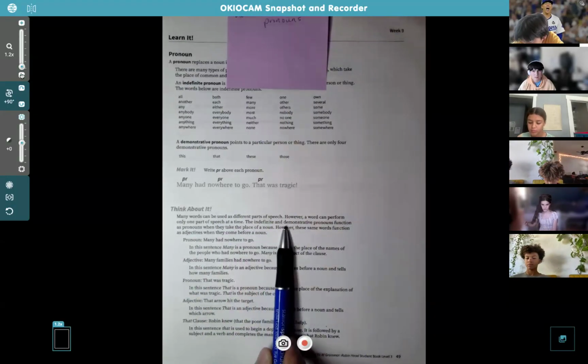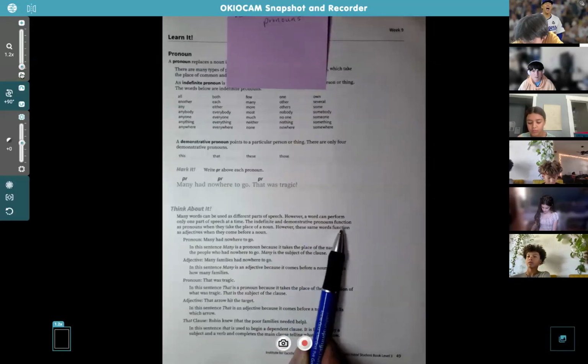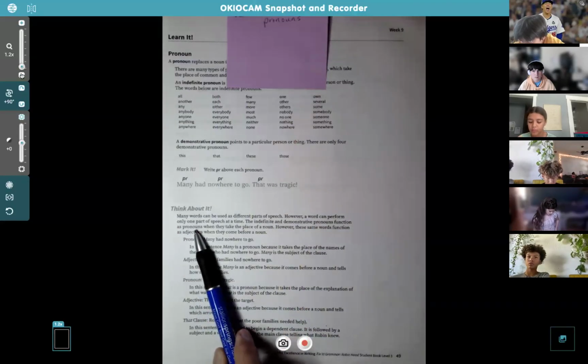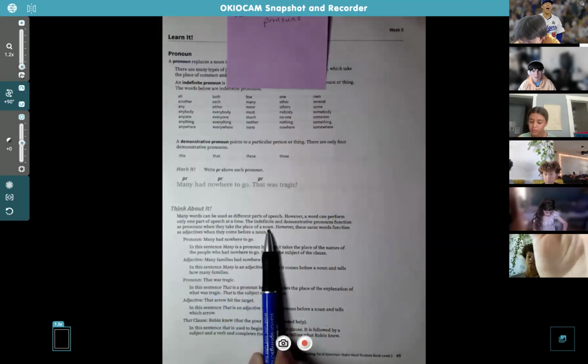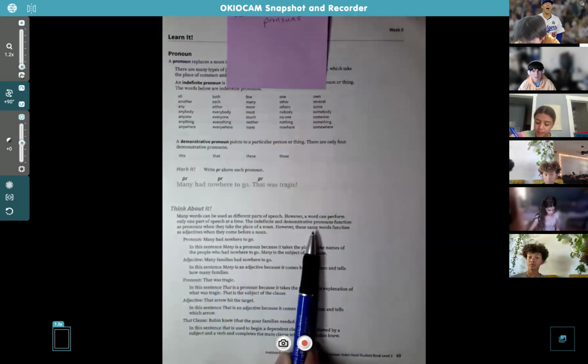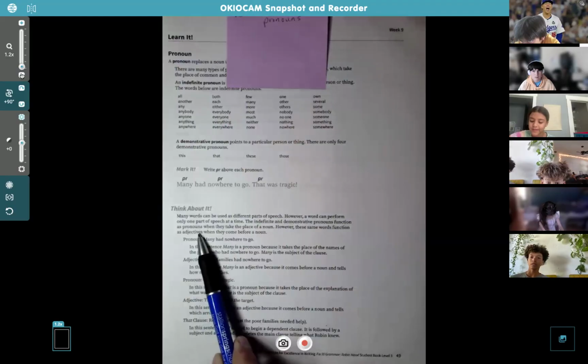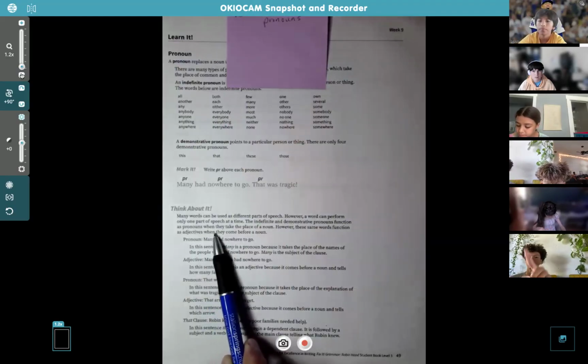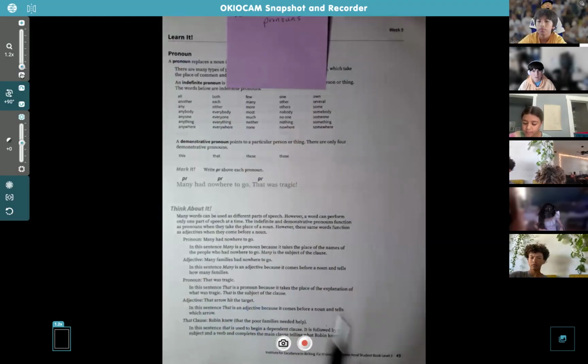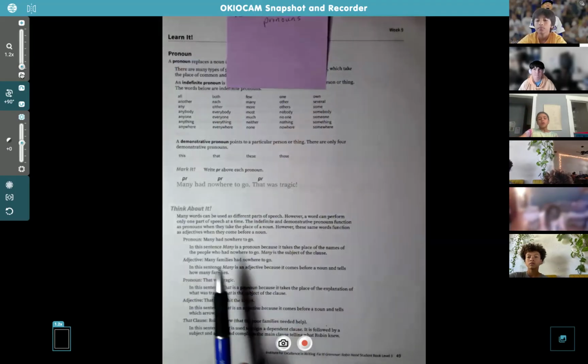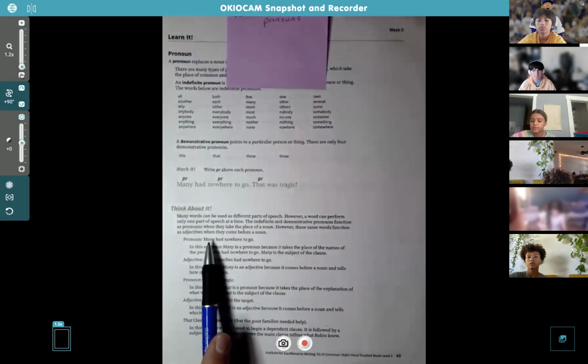The indefinite and demonstrative pronouns function as pronouns, PR, when they take the place of a noun. However, these same words function as adjectives when they come before a noun. So it depends on where it is in the sentence, if it's going to be a pronoun or an adjective. Either way, you're going to label this, so you need to know how it's used. So here it's used as a pronoun.